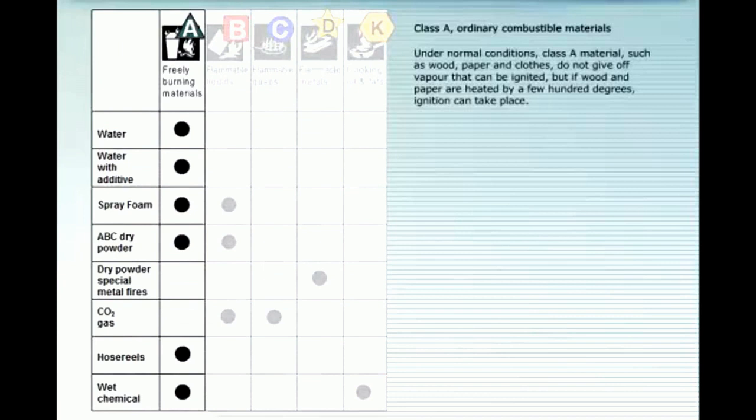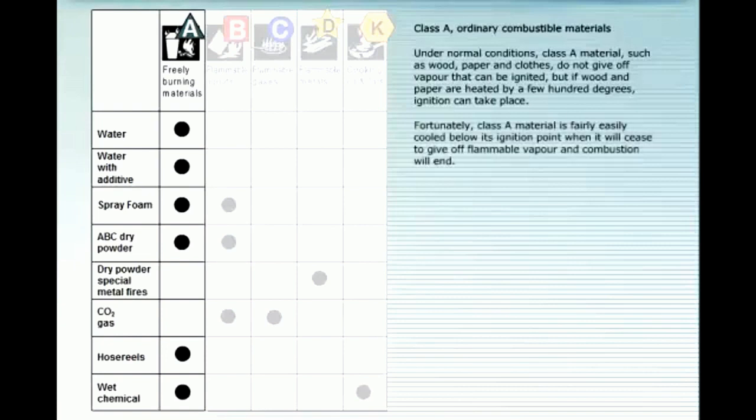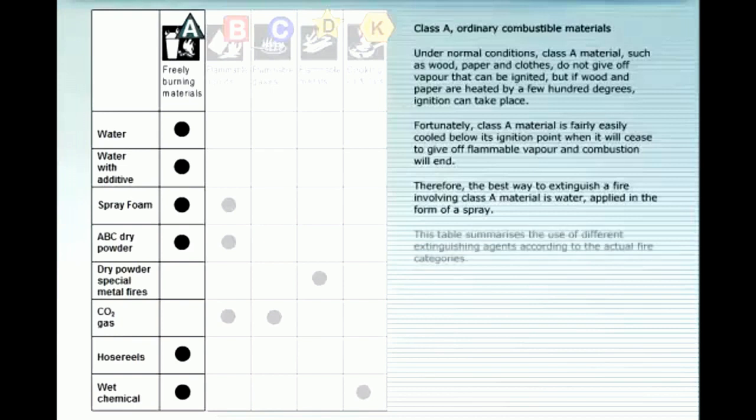Under normal conditions, Class A material, such as wood, paper and clothes, do not give off vapor that can be ignited. But if wood and paper are heated by a few hundred degrees, ignition can take place. Fortunately, Class A material is fairly easily cooled below its ignition point, when it will cease to give off flammable vapor and combustion will end. Therefore, the best way to extinguish a fire involving Class A material is water, applied in the form of a spray. This table summarizes the use of different extinguishing agents according to the actual fire categories.